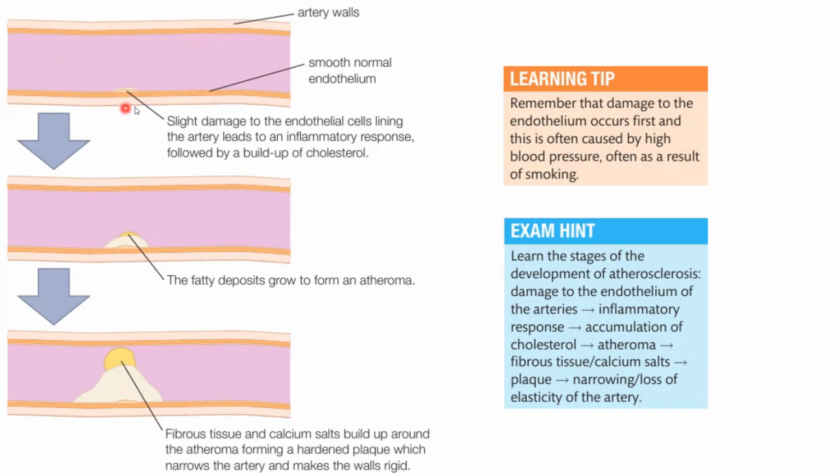So you can see here that this is the endothelial lining, which is the smooth endothelium, and there is a certain damage here. Look at this yellow part. So this is a slight damage that happens in the endothelial lining of the wall of the artery, and it will start the formation of the plaque. Right.